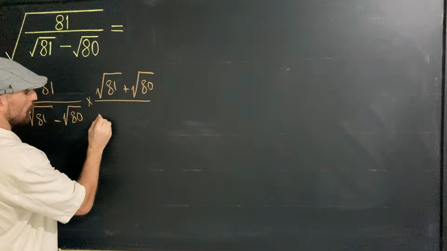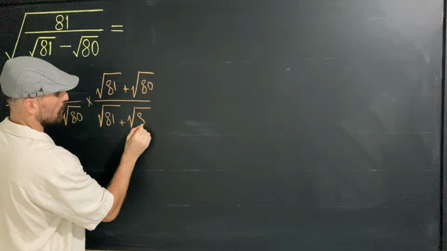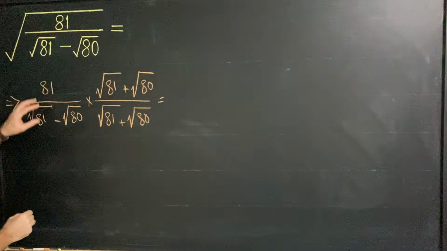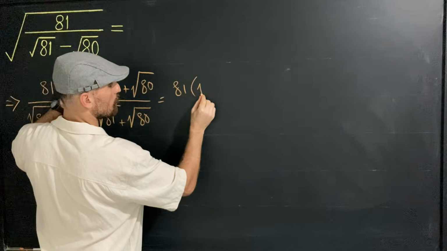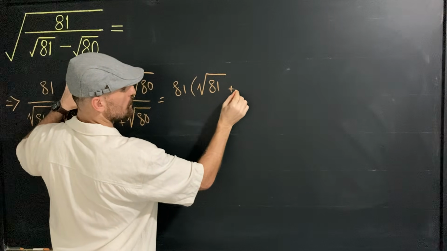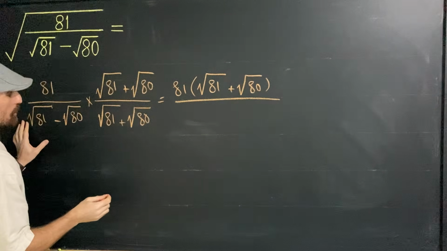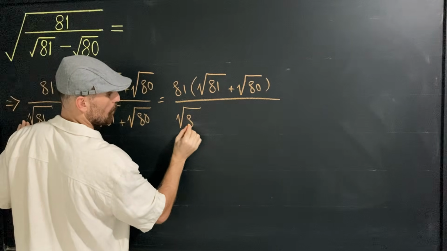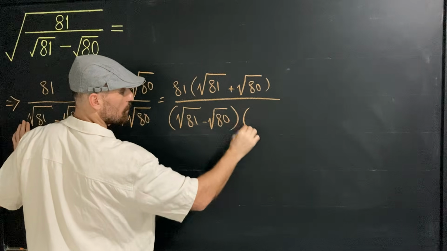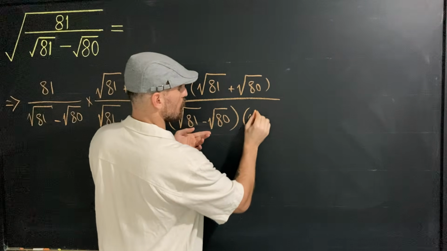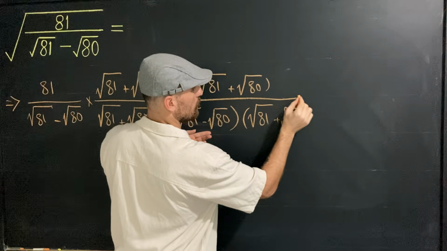Exactly the same top. I write it here: 81 plus second root of 80. Next step, 81 multiplied by second root of 81 plus second root of 80. Denominator, we have second root of 81 minus second root of 80 times the conjugate of this, second root of 81 plus second root of 80.